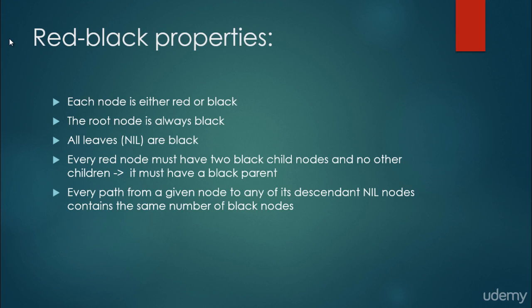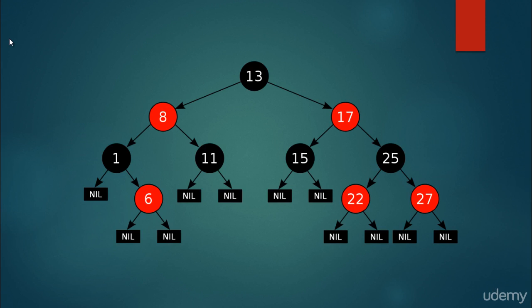So we have red-black tree properties which have to be met. We are not able to violate these properties. So what are these red-black properties? Each node is either red or black. This is why it's called a red-black tree. The root node is always black. All leaves, which we represent with nils, are black. Every red node must have 2 black child nodes and no other children, so it must have a black parent as well. Every path from a given node to any of its descendant nil nodes contains the same number of black nodes. So these are the red-black properties.